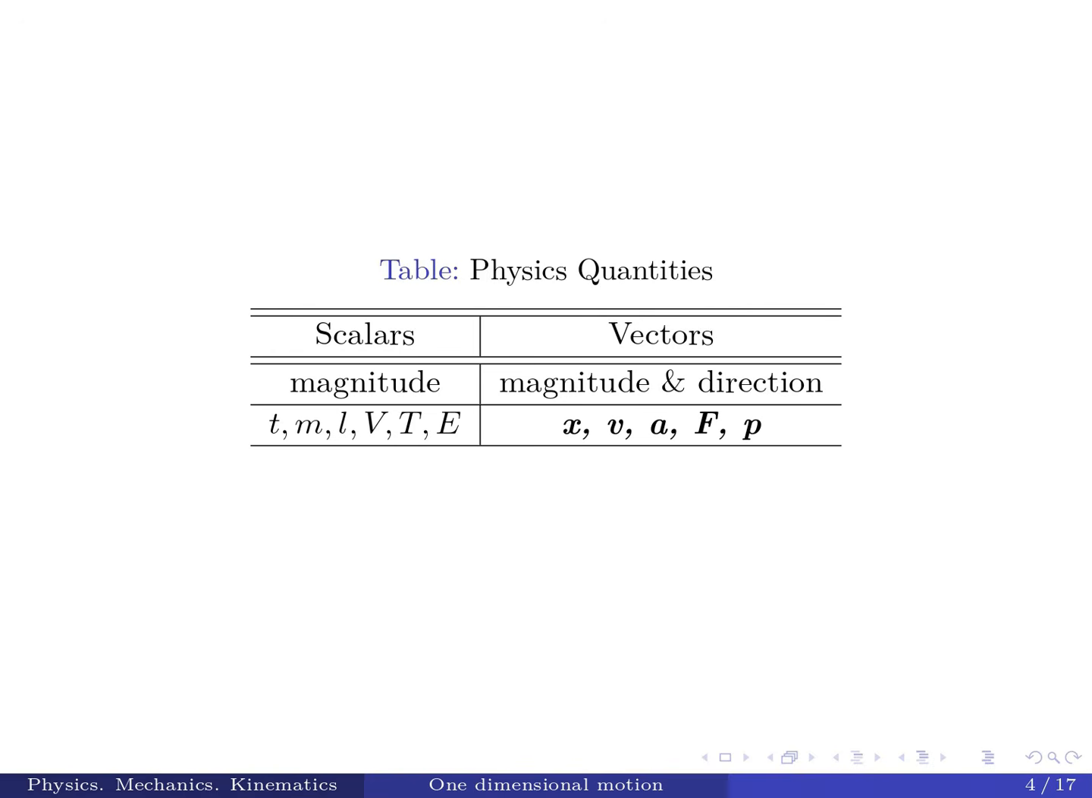Before diving into kinematics, it's essential to define some key concepts. In physics, quantities are classified as either scalars or vectors. A physical quantity that can be specified only with numbers is called a scalar. In other words, scalar is a synonym of number. Examples of scalar quantities are time, mass, distance, length, volume, temperature, and energy.